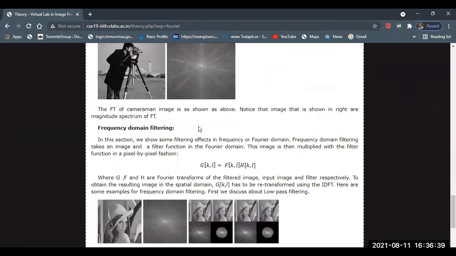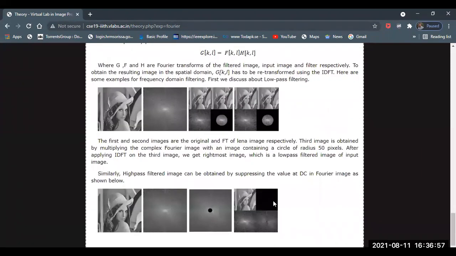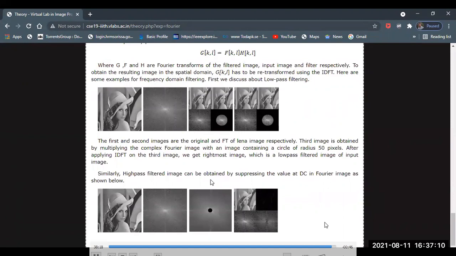Then we discussed frequency domain filtering, where we covered two types of filtering. One is low pass filtering, which we applied to a very famous image and analyzed the result. Similarly, we discussed high pass filtering, and how the result is obtained by applying it. So I think we stop here.